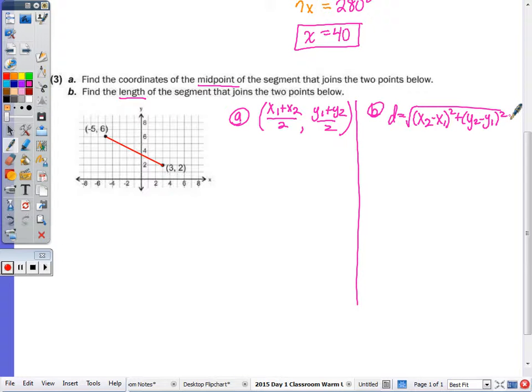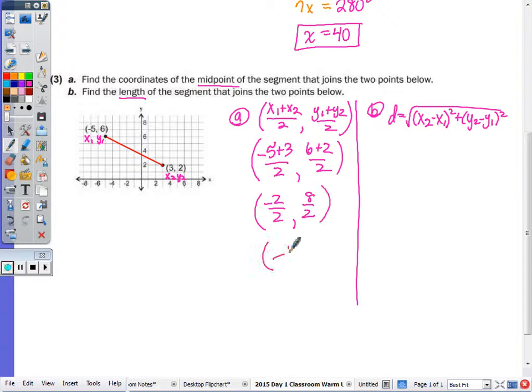So substituting in using these two points as my x1, y1, x2, y2, I want to average the x's. We've got negative 5 plus 3 over 2 and then 6 plus 2 over 2. So we end up with negative 2 over 2 and 8 over 2, which is negative 1, 4.